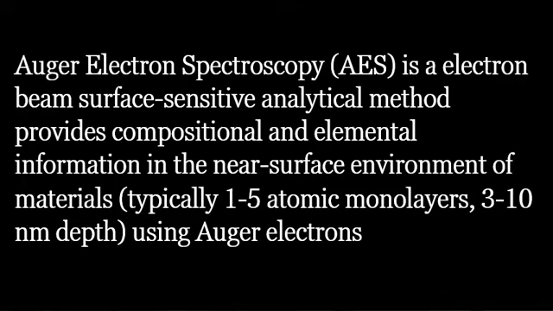So as a whole, Auger electron spectroscopy gives us information about the composition as well as the presence of an element in the range of 3 to 10 nanometer thickness of the material.